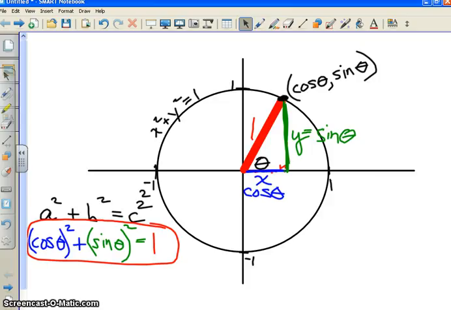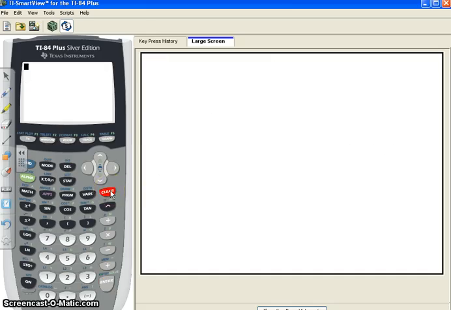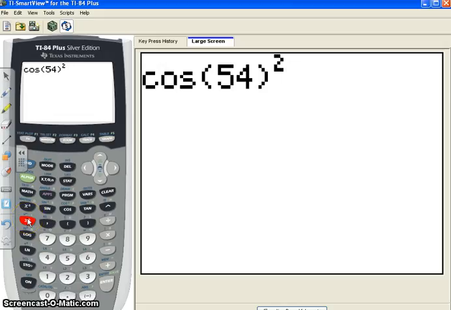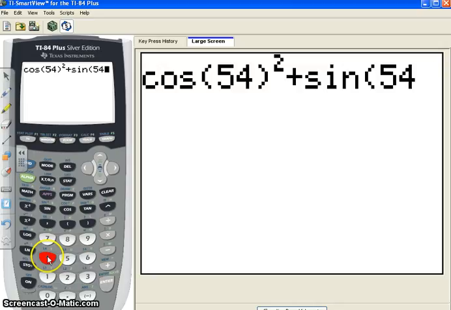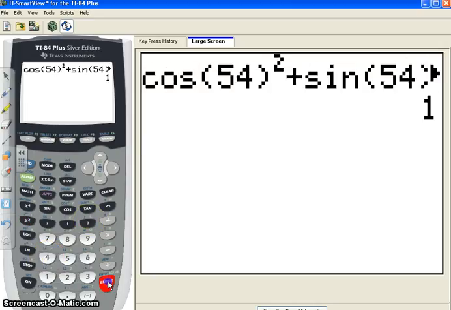And this is known as one of the Pythagorean identities. And this tells me for any angle that I pick for theta, if I do the cos of that angle squared plus the sine of that angle squared, I am always going to get 1 as an answer. Check it out with your calculator. Let's just pick a random number for theta, let's say 54. So we're going to do cos 54, parentheses, square that, there's my cos squared, plus sine of that same number of degrees, 54, parentheses, squared, and hit enter. The answer comes out 1.